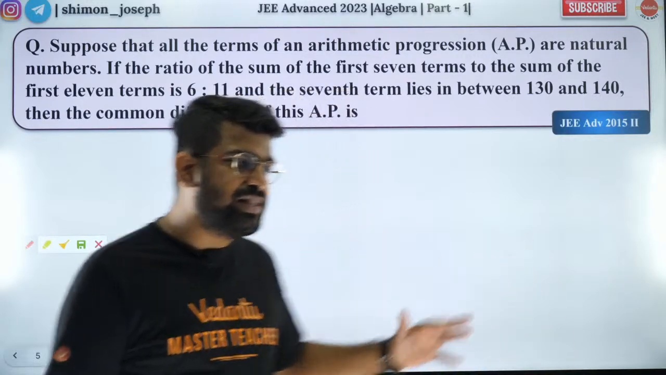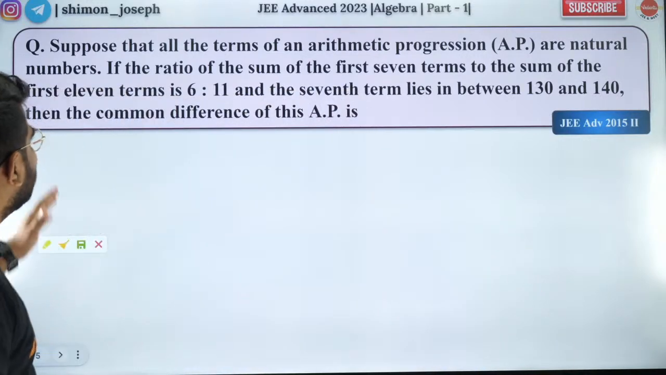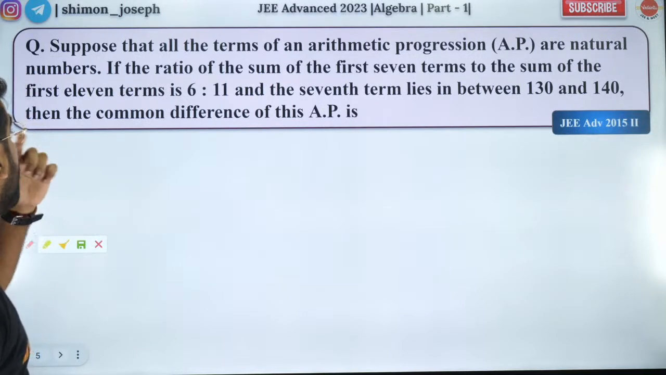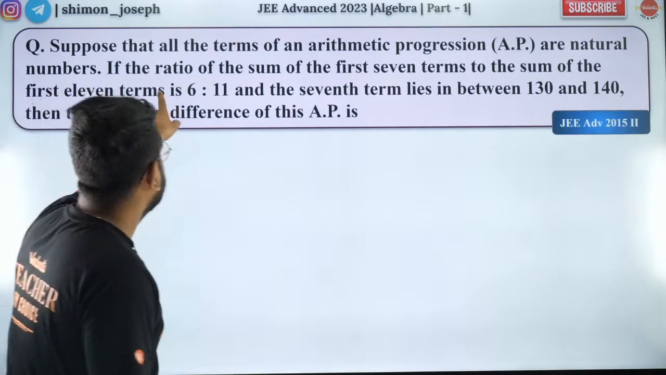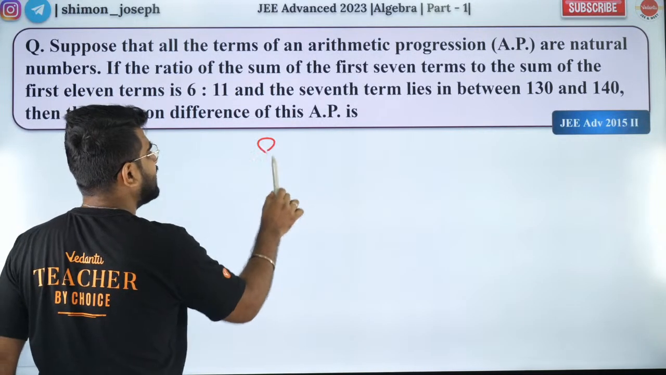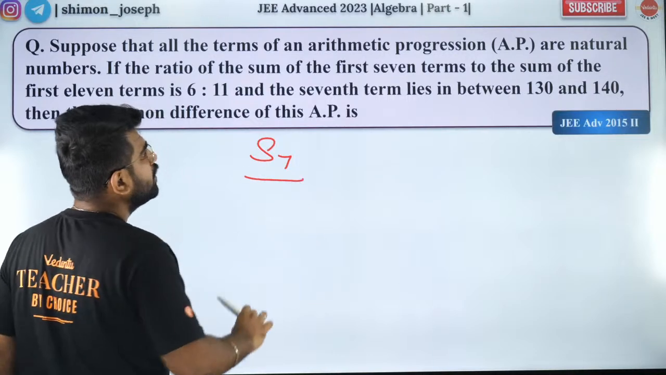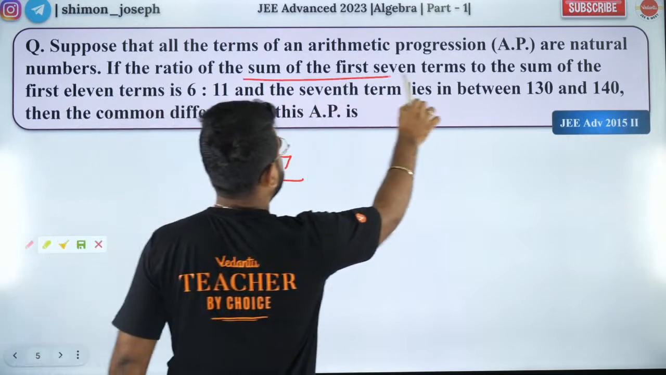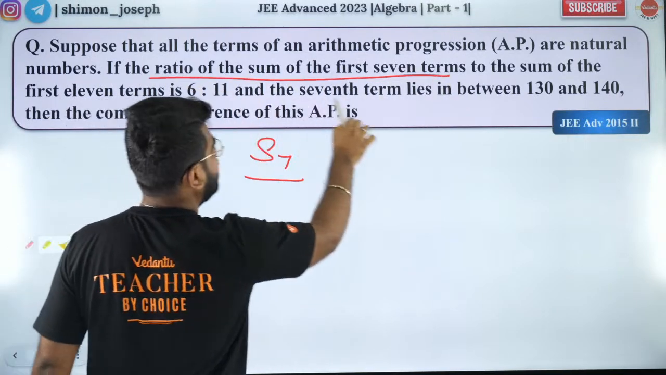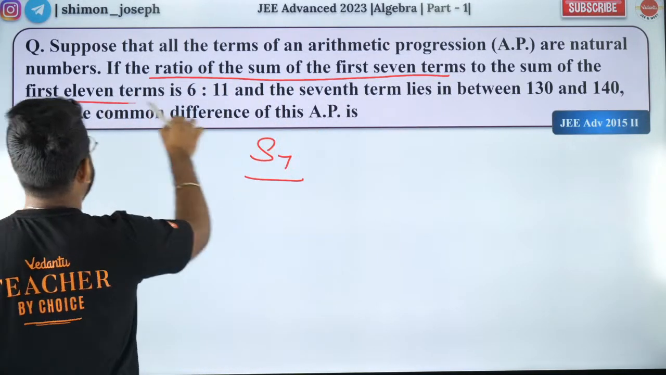Okay. So guys, let's read this question. Suppose all the numbers of an arithmetic progression are natural numbers, and the ratio of the sum of the first 7 terms to the sum of the first 11 terms.